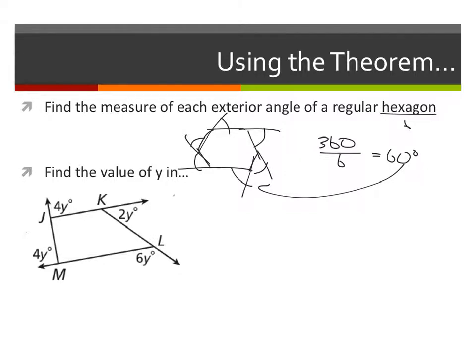This might be actually easier. I think this is easier than finding the measure of each interior angle of a polygon. We can just find the supplement of this one instead of having to do n minus 2 multiplied by 180 divided by n, right? It's easier for you to actually find the measure of the exterior angle and find the supplement.